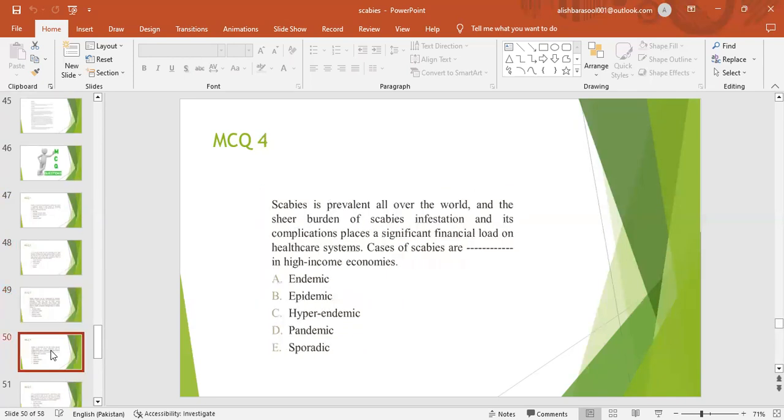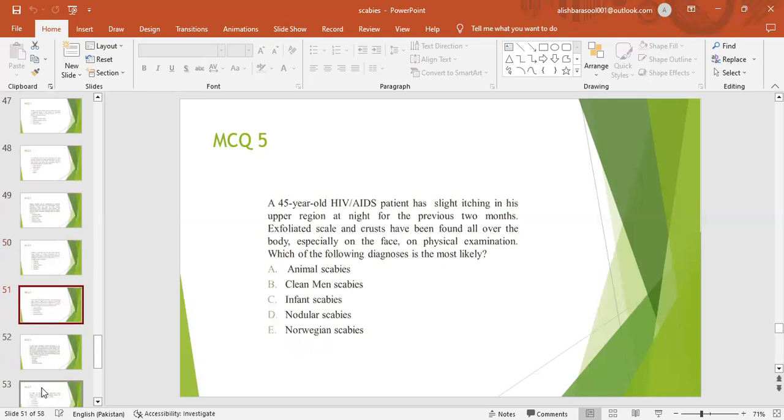Scabies is prevalent all over the world, and the sheer burden of scabies infestation and its complications places a significant financial load on the healthcare system. Cases of scabies are dash in high income countries. Endemic, epidemic, hyperendemic, pandemic, or sporadic. E is the right answer.